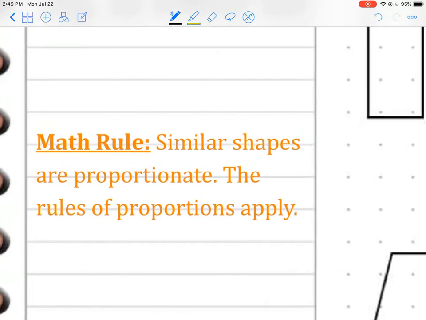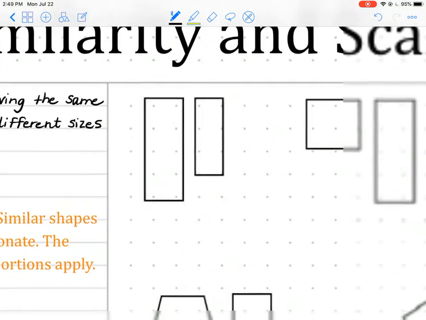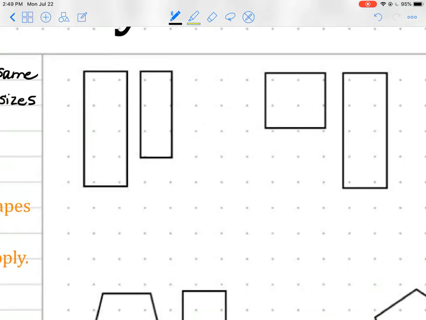Because here's the math rule. Similar shapes are proportionate, so the rules of proportions will apply. And we'll look at that in just a second. But let me first go through some examples with you, and let's see if these are proportionate.